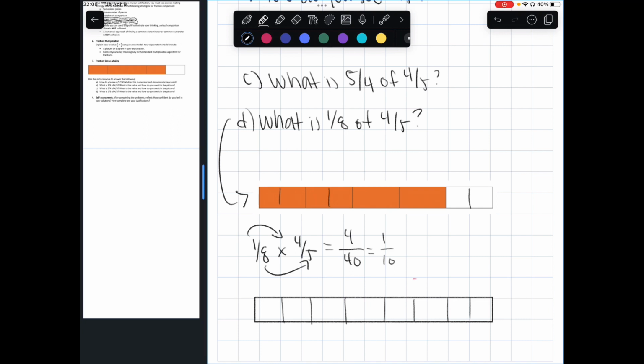This is our 4/5, but then coming up over here, this is our 1/8. Or we can put it over. No, let's put it over like that. This is our 1/8. And this is genuinely how I see it within the picture.